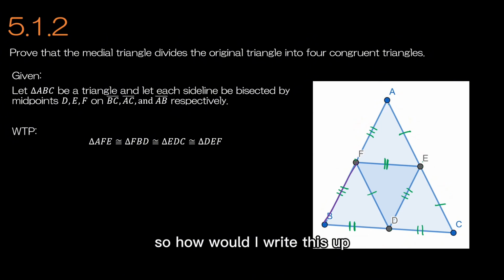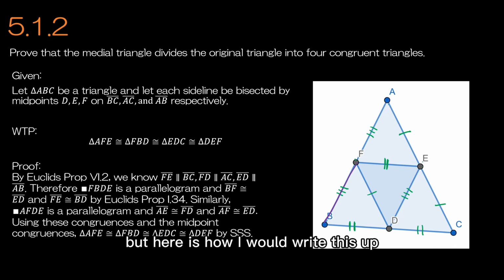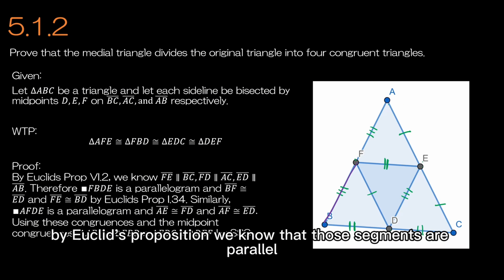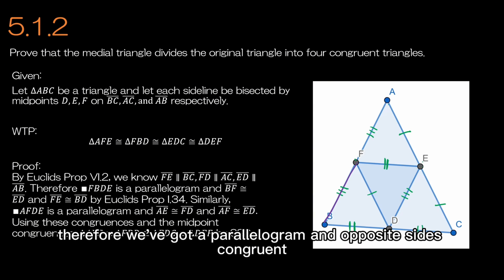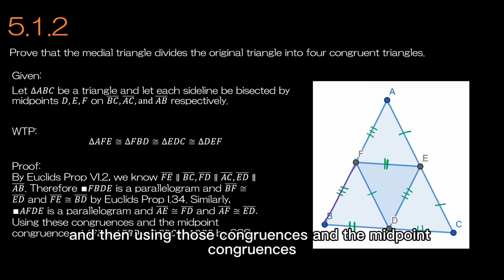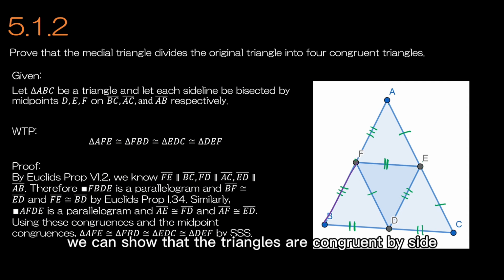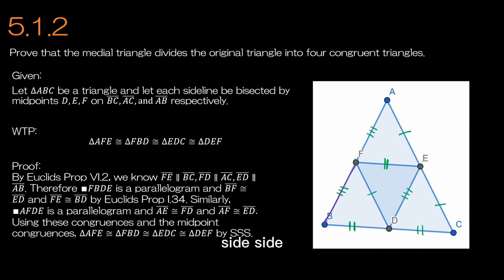So how would I write this up? I basically walked through the proof with you, but here's how I would write this up. By Euclid's proposition, we know that those segments are parallel. Therefore, we've got a parallelogram and opposite sides congruent. And then we have another parallelogram with opposite sides congruent. And then using those congruencies and the midpoint congruences, which you can certainly write out, you can say AE is congruent to EC, CD is congruent to DB, and BF is congruent to FA, all by the midpoint theorem. We can show that the triangles are congruent by side, side, side.